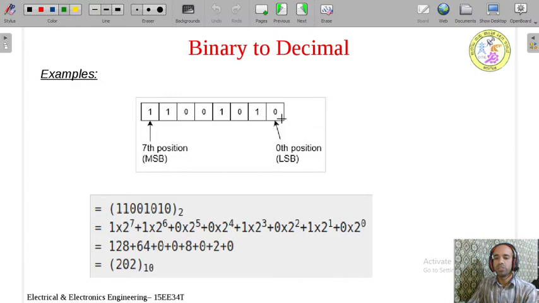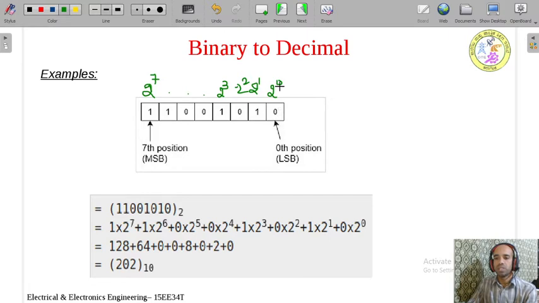So what we need to do: here there is no fraction part, only integer part is there. You have to multiply each binary digit with the equivalent weight. For the integer part, we need to start from 2 to the power of 0, and next we have 2 to the power of 1, then 2 to the power of 2, 2 to the power of 3, 2 to the power of 4, 2 to the power of 5, 2 power 6 and 2 power 7. These are called the weights of the respective binary digits.